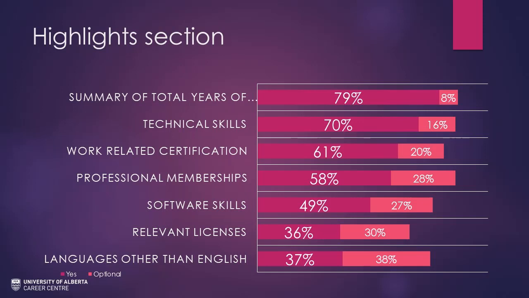or analyzing biological samples. Work-related certification includes first aid in healthcare settings and bear awareness in a fieldwork position. You may include professional memberships, such as student memberships in an organization like Editors Canada or the Alberta Society of Professional Biologists. Software skills include Excel, Word, or more specific programs such as SPSS or Tableau.